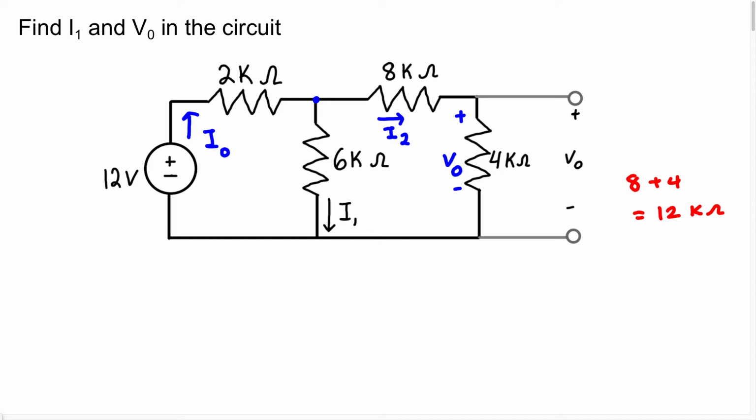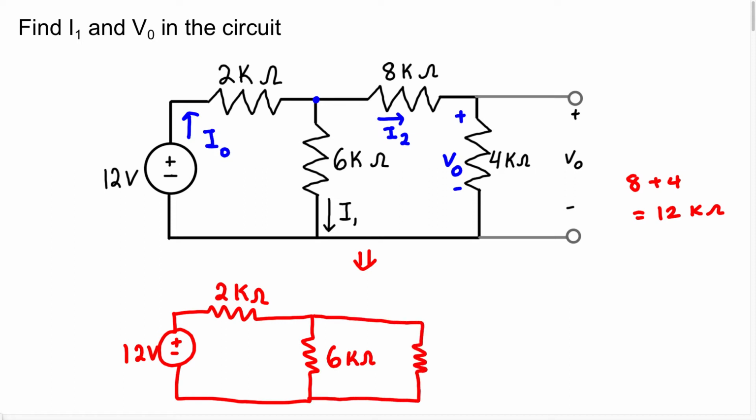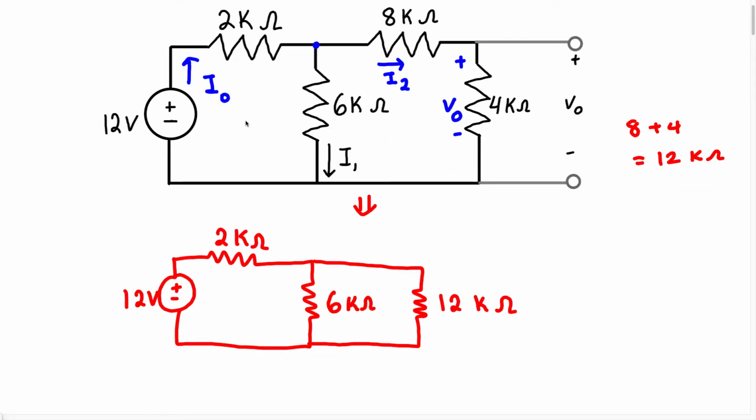So let's redraw this circuit quickly. This resistor right here is just going to be the combination of this 8K and 4K, which is 12K. Now I'm also going to label some currents and voltages. The current I0 is still flowing this way. That's going to be known as the source current. The current I1 is still through this 6K resistor because we didn't change this at all. And the current I2 still flows in this direction, through the 8K and the 4K resistor.